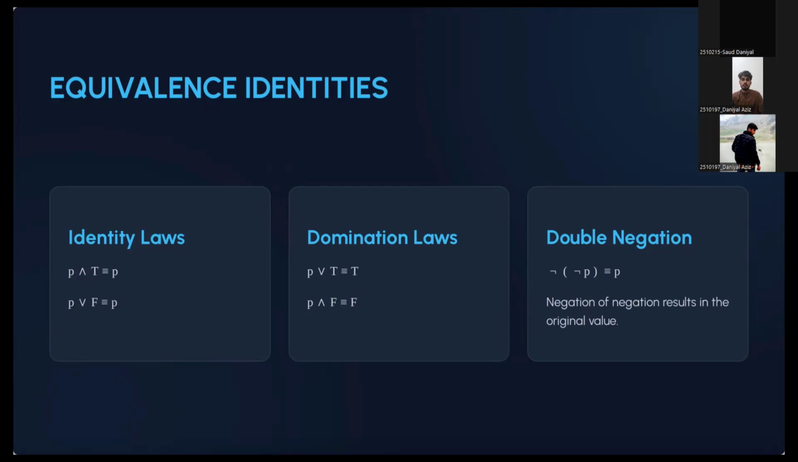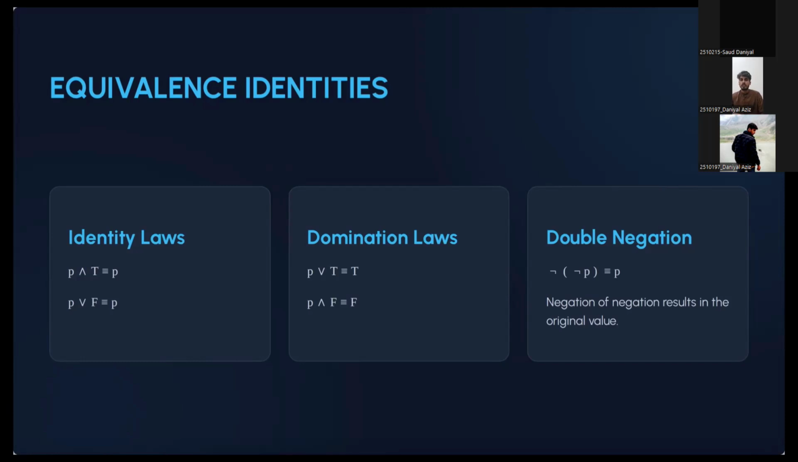Now we move on to our third law, the double negation law. The double negation law states not not P, logical equivalence P. This means that applying negation twice returns us to the original statement. For example, consider this sentence: it is not true that I am not happy. After removing the double negative, it becomes I am happy. The meaning remains exactly the same.